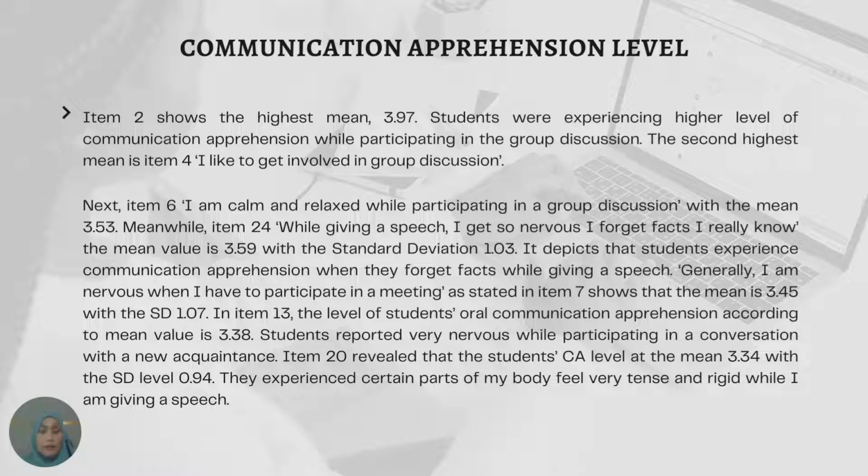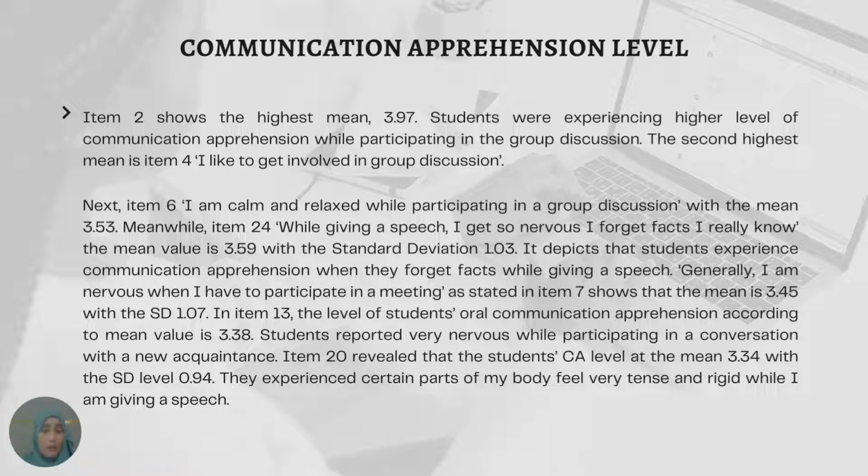Meanwhile, item 24, "While giving a speech, I get so nervous, I forget facts I really know," score mean value is 3.59 with standard deviation of 1.03. This depicts that students experience communication apprehension when they forget facts while giving a speech. Generally, "I am nervous when I have to participate in a meeting," as stated in item 7, shows that the mean is 3.45 with the standard deviation of 1.07.